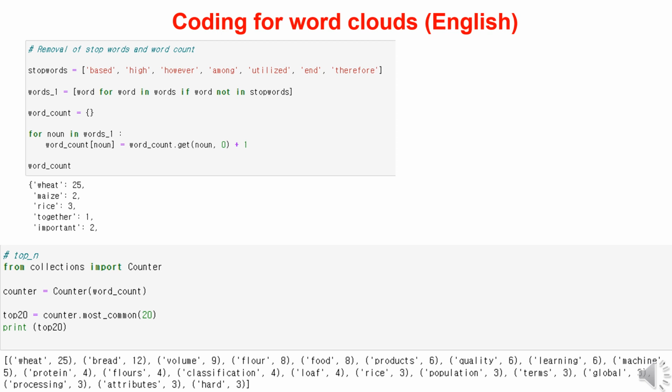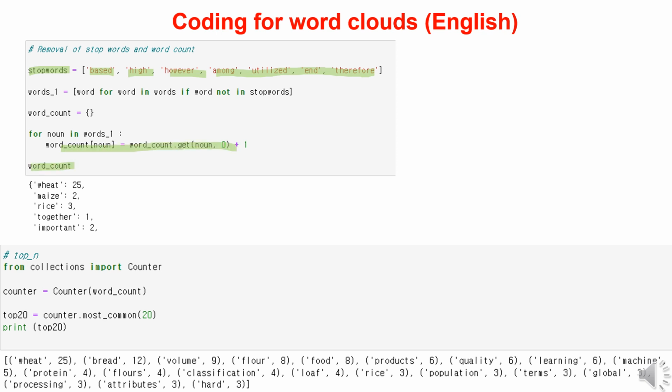However, upon examining the obtained results, we may find that unnecessary words are still included. Depending on the purposes of text analysis, an additional step of removing more stop words may be undertaken. In this case, words like based, high, however, among, etc. persist even after the initial stop word removal. To address this, a new list of stop words can be created, including the words to be removed. Subsequently, we count the frequency of the obtained words.